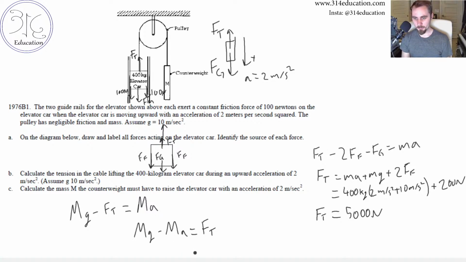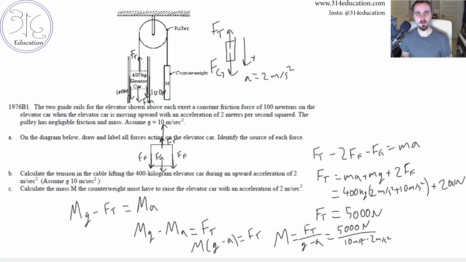Now we can factor out the M, and so we have big M times (g minus a) is equal to F_T. And then for our last piece, just to get M on its own, we're going to divide both sides by g minus a. So in our context here, that is 5,000 newtons divided by 10 meters per second squared minus 2 meters per second squared, so 8 meters per second squared. 5,000 divided by 8, I should probably be able to do that. So 5,000 divided by 4 is going to be 1,250. And then divided by 8 would be half of that, which would be 625. So that's going to equal 625 kilograms.